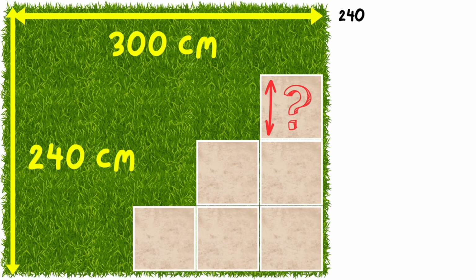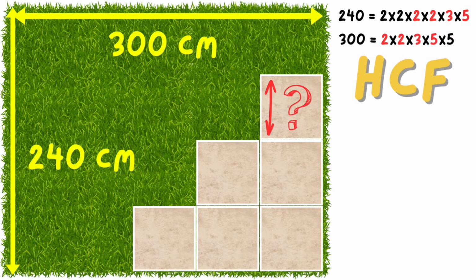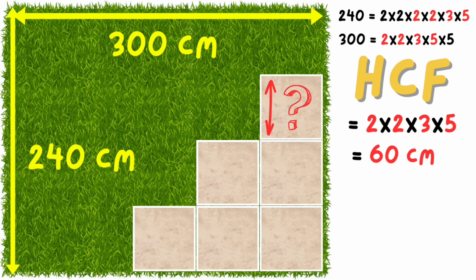First, prime factorize 240 and 300. The highest common factor equals 2 times 2 times 3 times 5, which equals 60. So the largest square slab he can use is 60 centimeters by 60 centimeters.